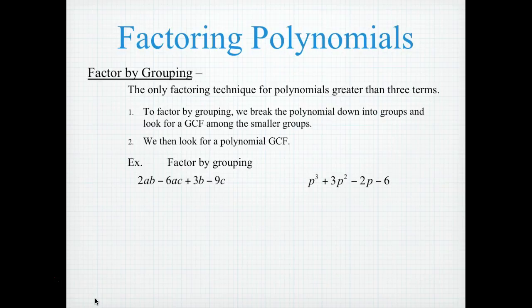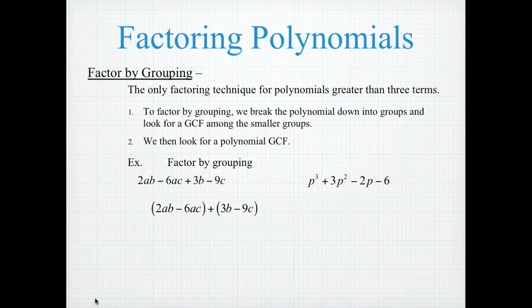In the first one, we have 2ab minus 6ac plus 3b minus 9c. So you look at it, first thing we always want to look for is the greatest common factor. Between 2, 6, 3, 9, a's, b's, and c's, there is no common factor among all 4 of these terms that will allow us to simplify this 4-term polynomial. So the next thing we look to do is factor by grouping. So I'm going to take the first 2 terms and the last 2 terms, and we're going to group them together. We then look for a common factor among the groups.